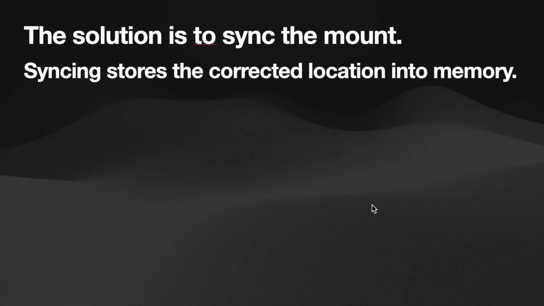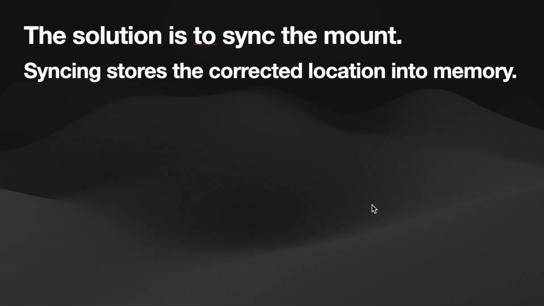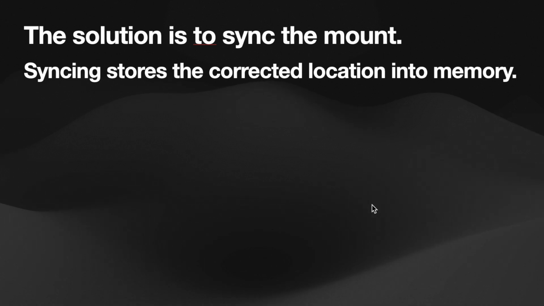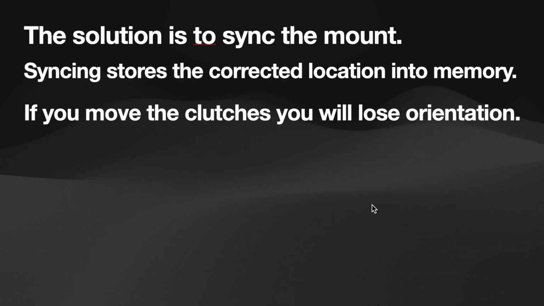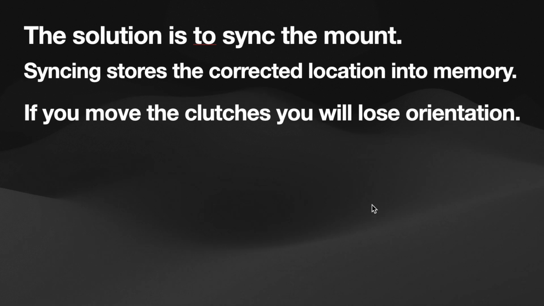And so the solution here is to sync the mount, and syncing stores the correct location into memory in the board of the mount itself, and it's basically in RAM, and then it makes fine-tuned corrections of where it actually is. Now here's the issue: if you move the clutches after it has synced, you will completely mess it up. And that's what happened to me.